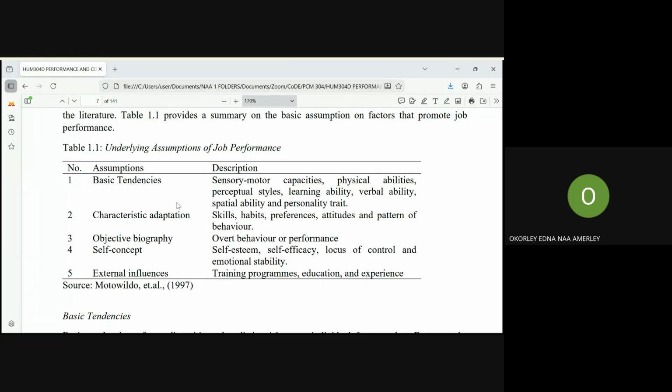And then we have the characteristic adaptation, in terms of the habits you have, the skills that you have, the preferences that you have.